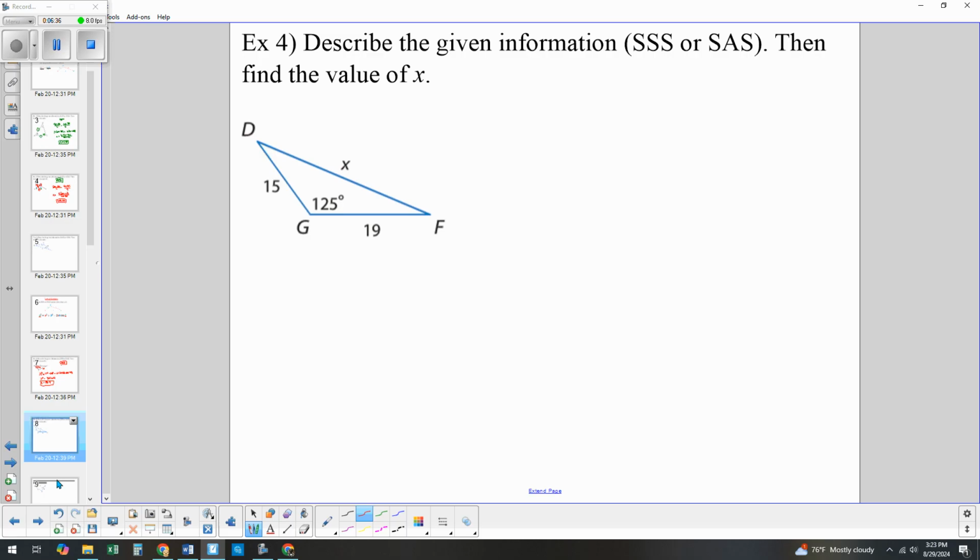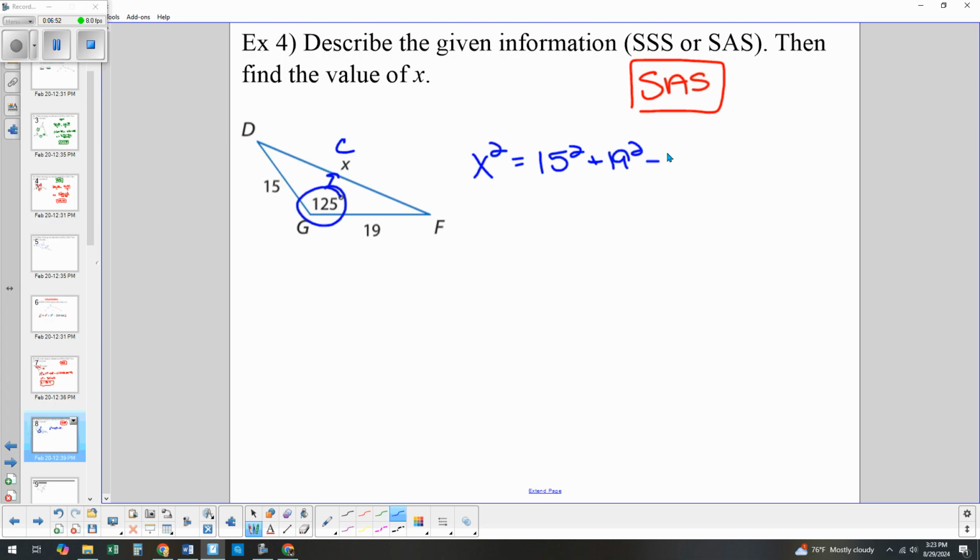All right, here's another SAS problem, because these are our two sides and the angle between them. If this is the angle I'm given, opposite it is my side that's C. So we're going to have x squared equals 15 squared plus 19 squared minus 2 times 15 times 19 times the cosine of 125. Again, all at once into the calculator.